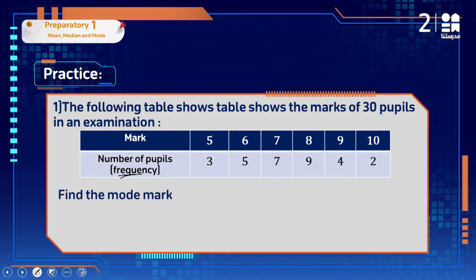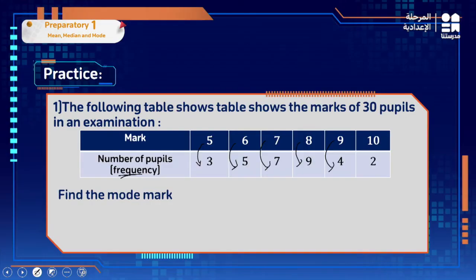Which number is repeated more? 5 is repeated 3 times. 6 is repeated 5 times. 7 is 7 times. 8 is 9 times. And 9 is 4 times. 10 is 2 times. So the most repeated number is 8. 8 is repeated 9 times. Okay, here the question asked us about the mode mark. So you have to pick the mark, not 9. Look at the first row in the table, which is 8. 8 is repeated 9 times. So the mode is 8.